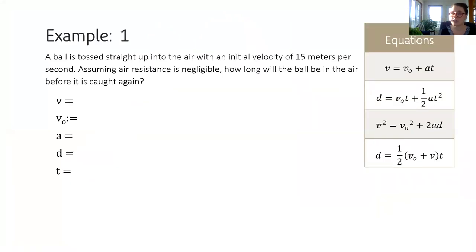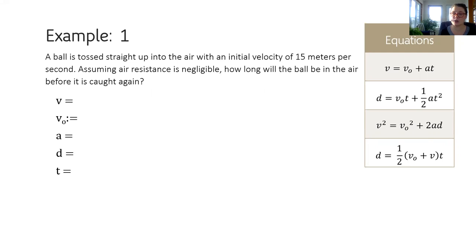All right, so let's start with an example. A ball is tossed straight up into the air with an initial velocity of 15 meters per second. So you should have a visual of that from the previous slide. Assuming air resistance is negligible, so that's telling me it's a projectile, how long will the ball be in the air before it is caught again?